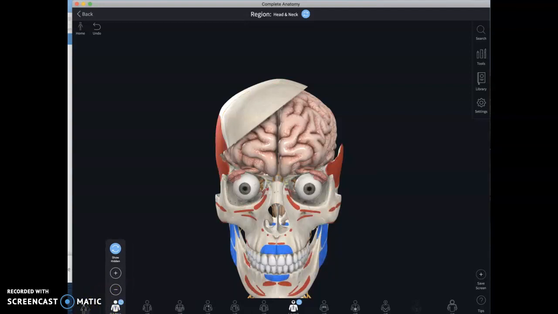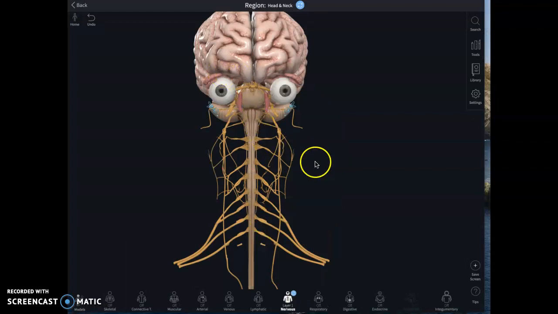Oops, I'm going the wrong way. So it's up to you. Do you want to be therapeutic and cut away the skull? It'll take you probably 5 minutes. Or do you want to just hide the bones? I chose hide the bones. So we are going to look at the cranial nerves, which are the nerves coming off of the skull.